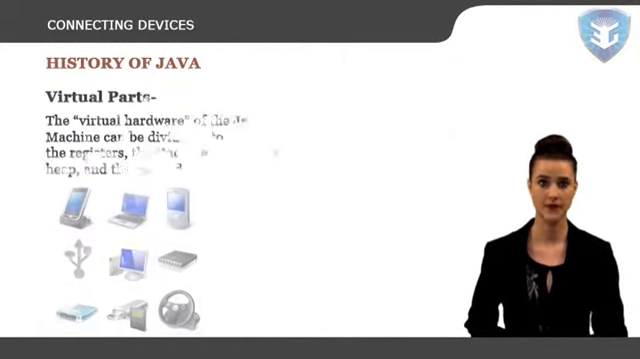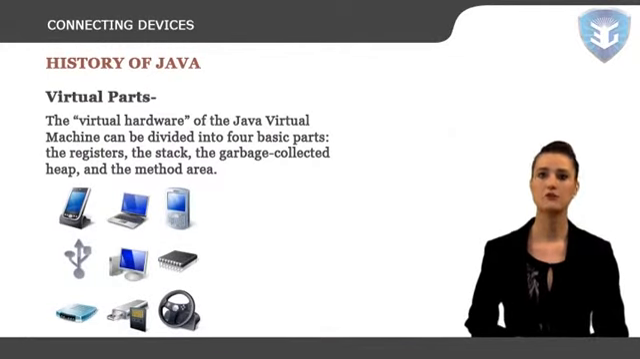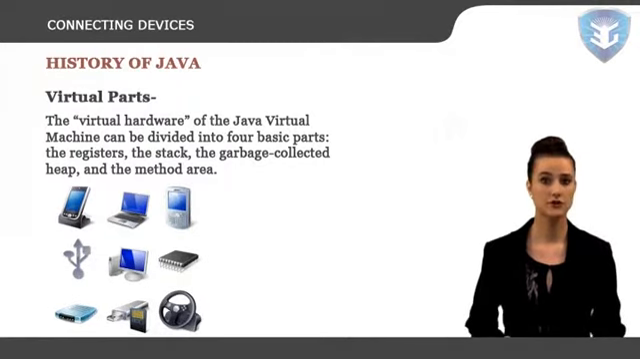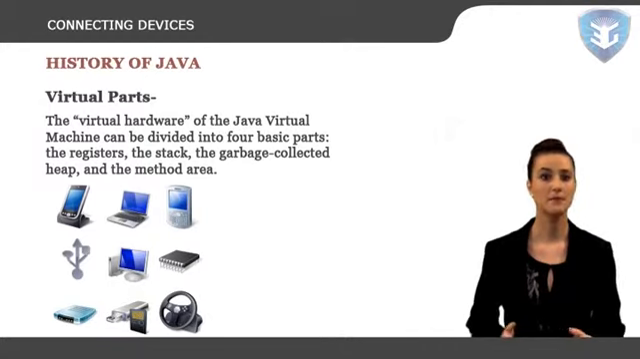Virtual parts. The virtual hardware of the Java virtual machine can be divided into four basic parts: the registers, the stack, the garbage collected heap, and the method area. These parts are abstract just like the machine they compose, but they must exist in some form in every JVM implementation.